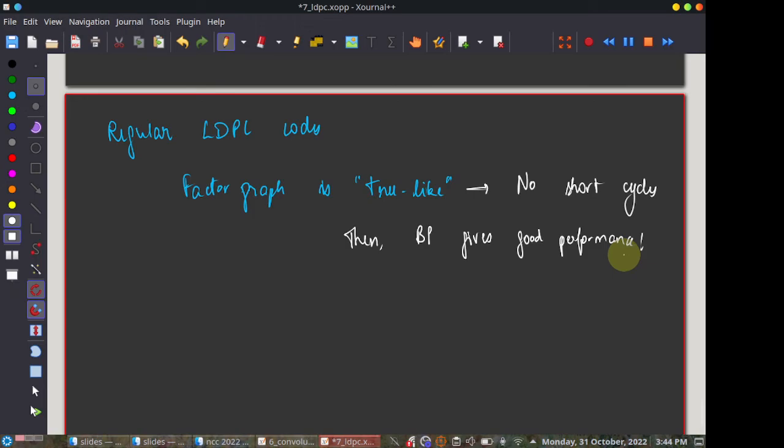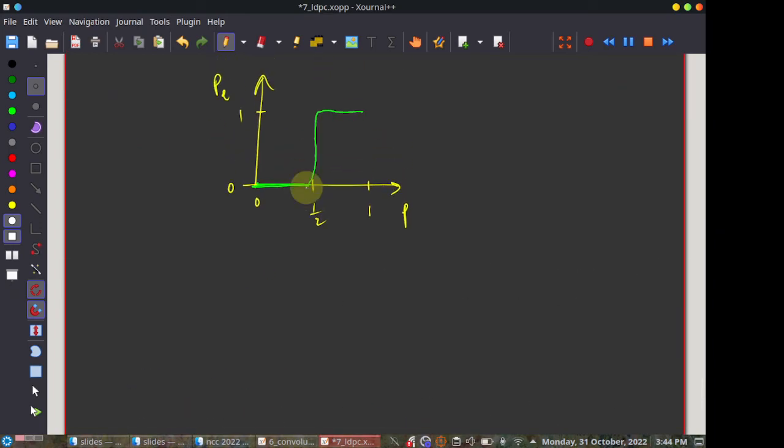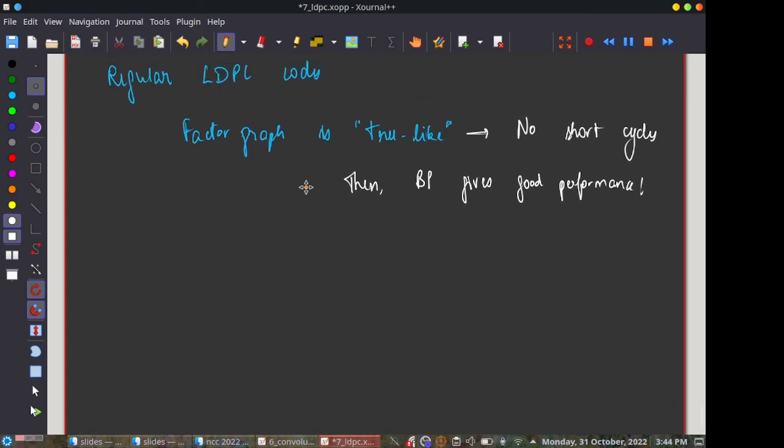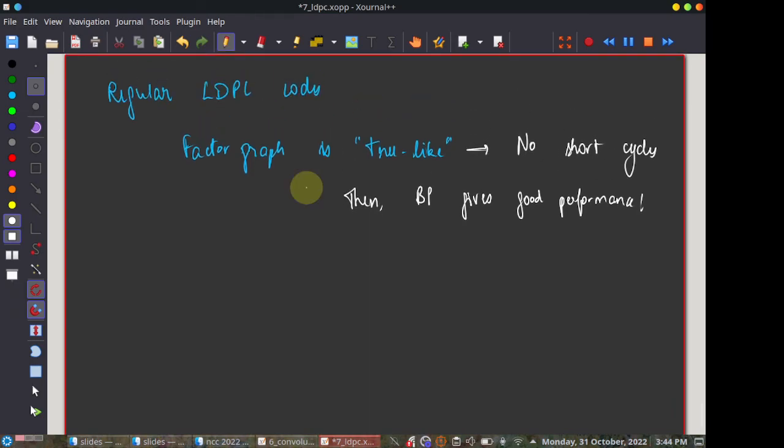And also remember that the complexity of the GDL really depended on the degrees. So the overall complexity is proportional to the sum of the degrees of all the nodes. So that is why, in order to keep the complexity low, we'll make sure that all the nodes in the factor graph have very small degree. And this is one specific subset of codes which have very low variable node degree and check node degree.